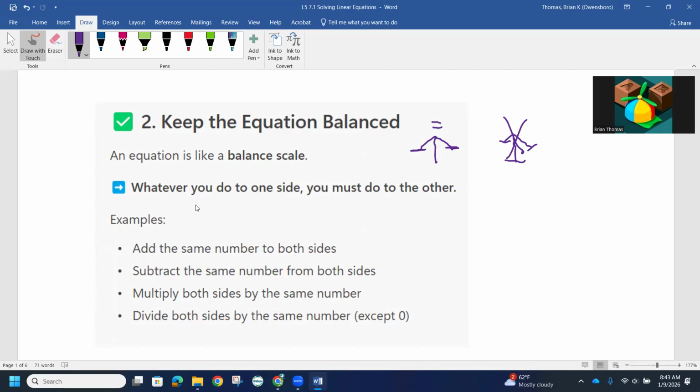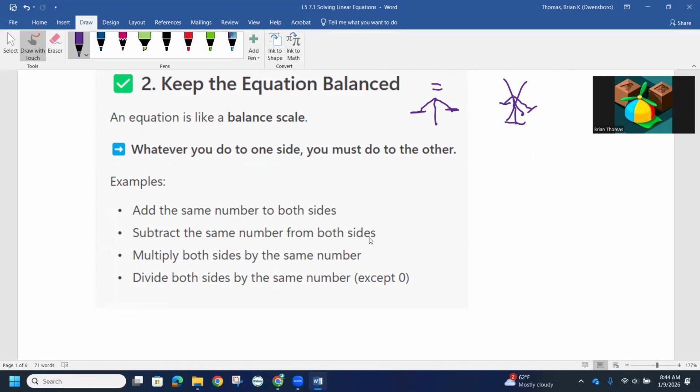So one of the things we pick up on is you're allowed to perform operations, but if you perform an operation on one side of the equation, you must perform that exact same operation on the other side of the equation. Whatever you do to one side, you must do to the other side to keep it balanced. Some things you can do: you can add the same number to both sides, subtract the same number on both sides, multiply both sides by the same number, and divide both sides by the same number.